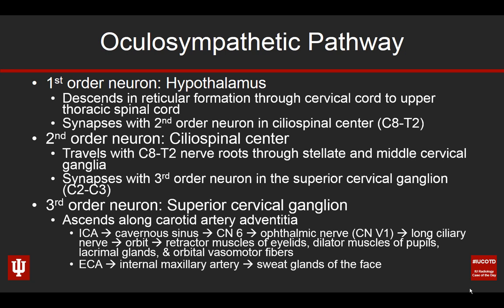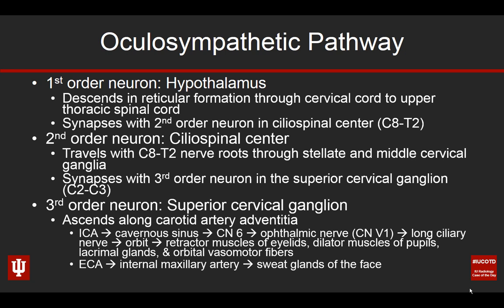Some of those sympathetic fibers will travel with the ICA, some will travel with the ECA, and those supply very different things. The ICA fibers, again, are going to course through the cavernous sinus. You have those sympathetic fibers that then jump onto cranial nerve 6 before cranial nerve V1, the long ciliary nerve, out to its end organ innervation in the orbit. The other sympathetics that go along the ECA will eventually make their way out to the sweat glands that supply the face.